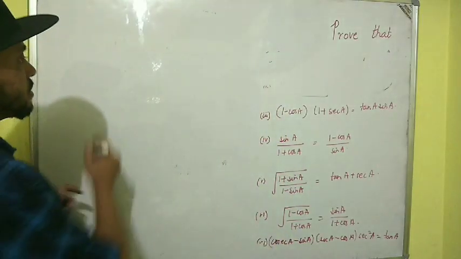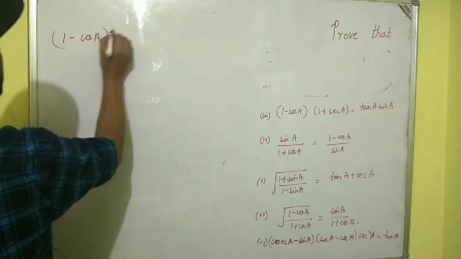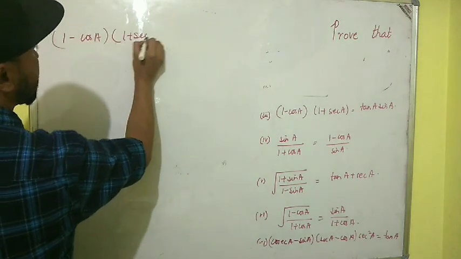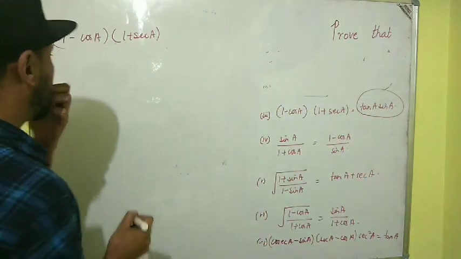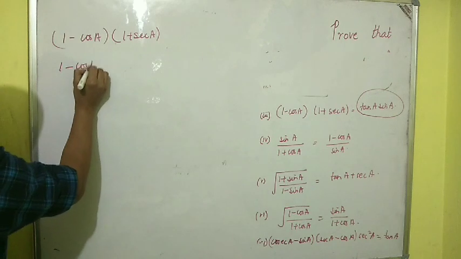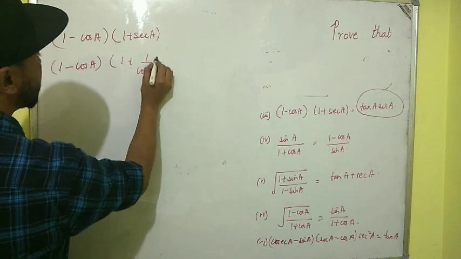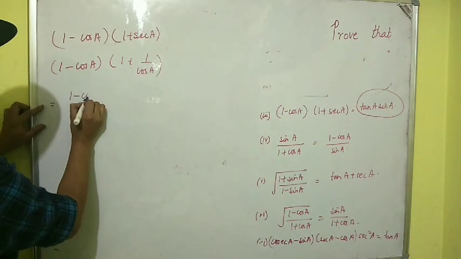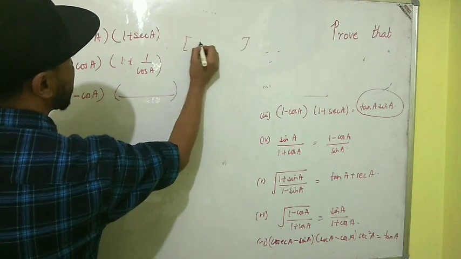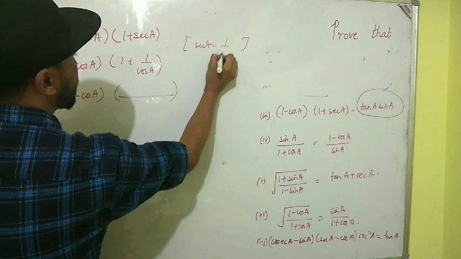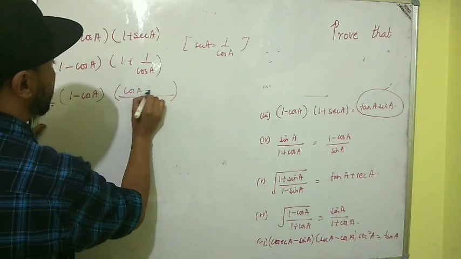Okay. So the third question says, I am directly taking the left hand side, cos A into 1 plus sec A. Now after solving this, we have to prove that this is equal to tan A into sine A. Now 1 minus cos A, this is okay, but the sec we will convert into 1 by cos A. Now let's take the LCM. Here we have to write the statement: since sec A is equal to 1 by cos A, don't forget to write the statement.